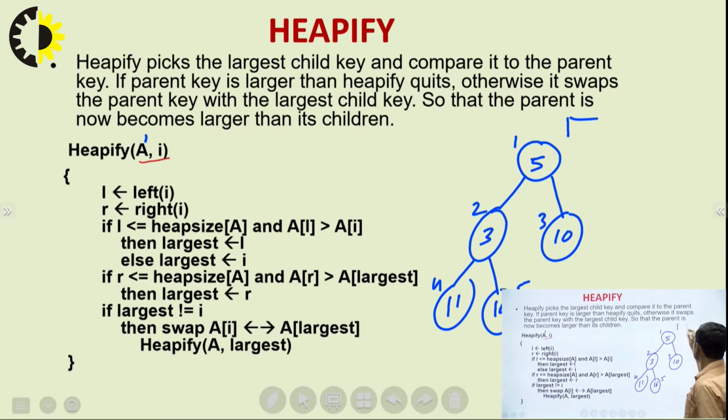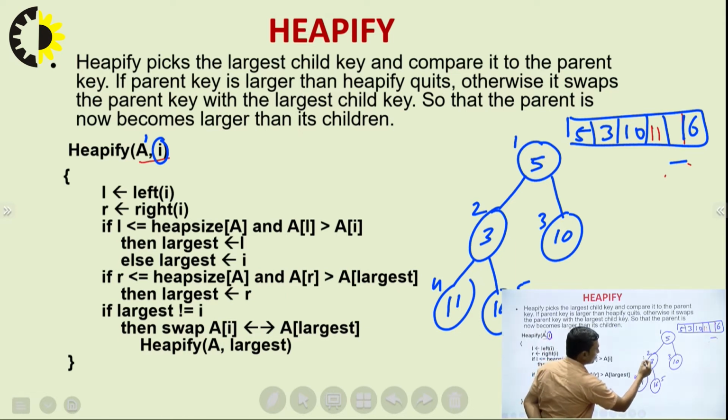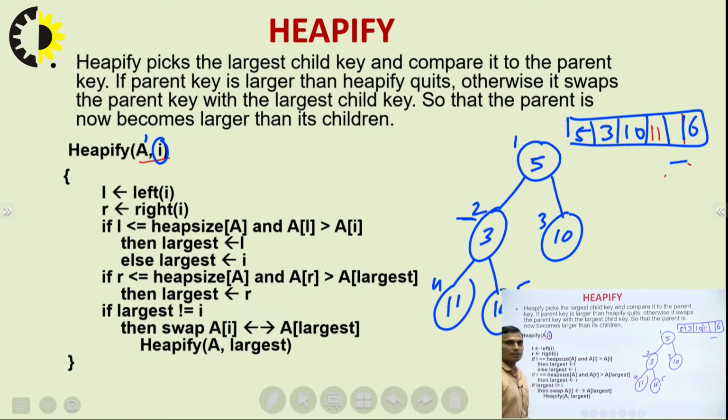The actual storage will look like this: 5, 3, 10, 11 and 16. Now the first thing is we are passing to heapify the array and the index of the element which we want to heapify. So suppose I want to heapify the element which is available at index 2. So our parameters will be A and 2.